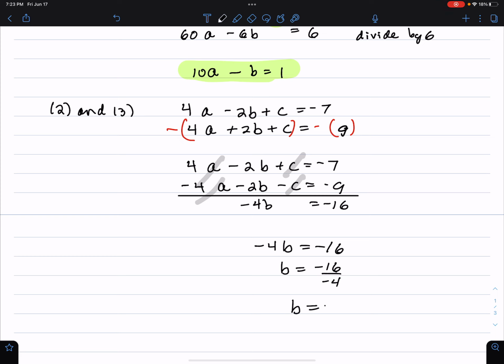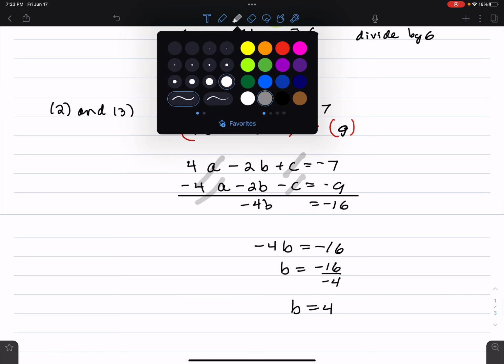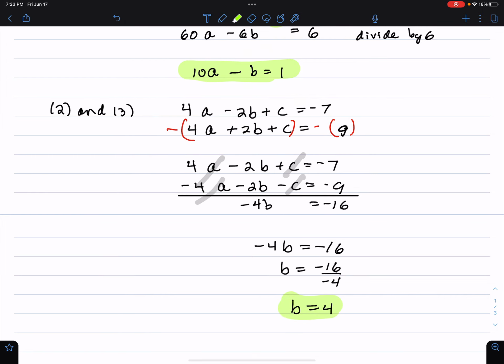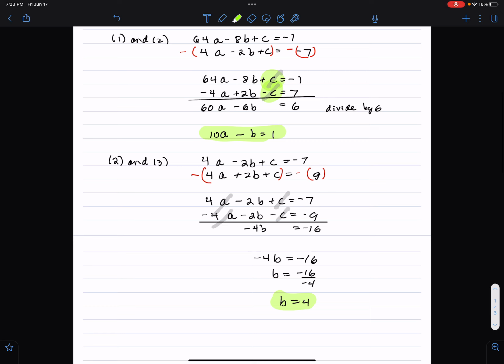So b equals 4. So what happens is that when you do this step, you get 2 equations that have a and b. This one only has b. But you do these steps, and when you eliminated c, now you have an equation with a and b. Another equation, well, with a and b, it's 0 times a, but still. So now we take these 2 and put them together.